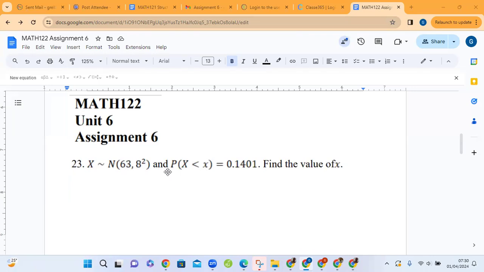And it goes on to say that the probability that X is smaller than a certain value is 0.1401. So here now we have to find the value of X. For starters, we can use Unit 6 to solve a question like that.